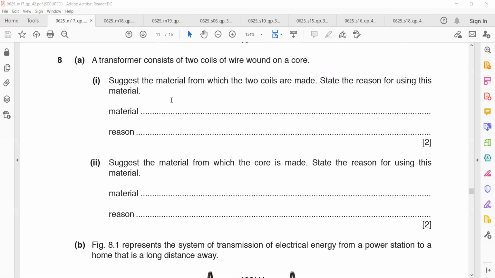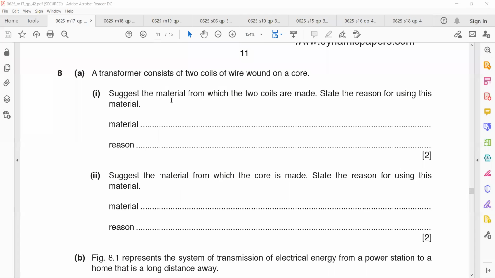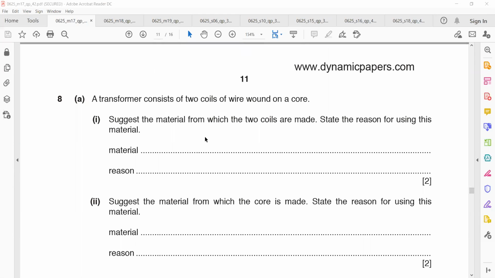Which material are the wires made up of? The coil, the wires. No, that's wrong. The wire. Yeah, the wires are made up of copper. And why copper? Because in the wire we want the current to pass. So if you want current to pass, we want a good conductor. So iron can also conduct, but copper is a good conductor.